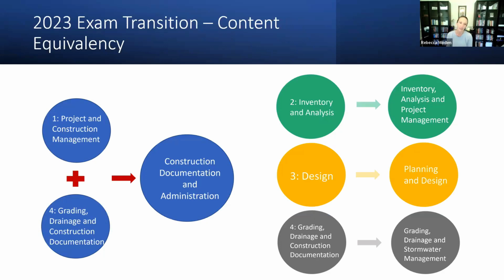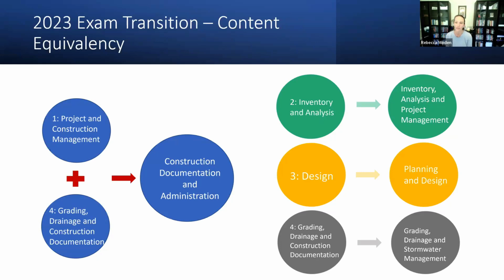On the left here in the blue, we have the equivalency for the new construction documentation and administration section. In order to get credit for that new blue section, you'll need to pass section 1 of the current blueprint and section 4 of the current blueprint. What's important about this is if you've passed section 1, it'll be important for you to try and finish section 4 before the transition.